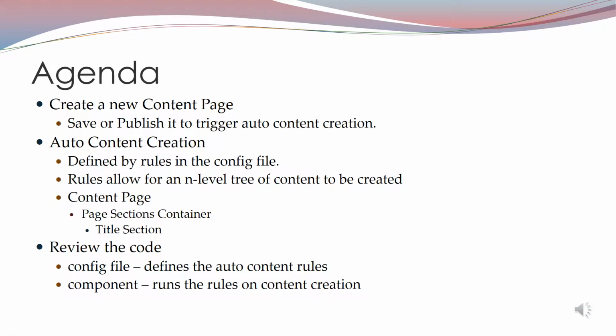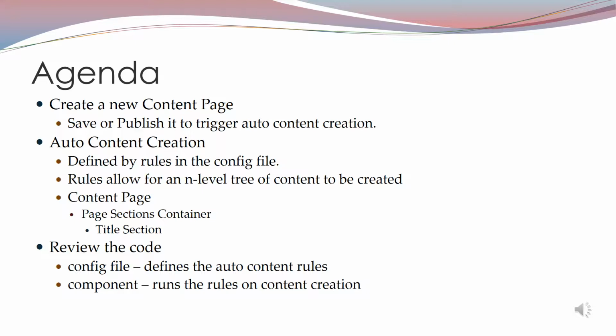Okay, the agenda for this video is we'll create a new content page, we'll save it to trigger some auto content creation. The auto content creation is defined by rules in a config file. These rules allow for an n-level tree of content to be created. In our example case, we'll create a content page which has a sections container which also has a title section.